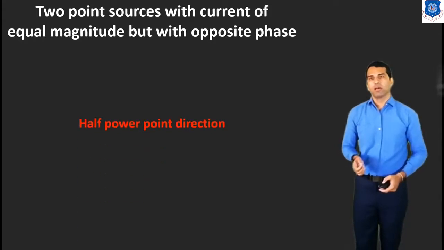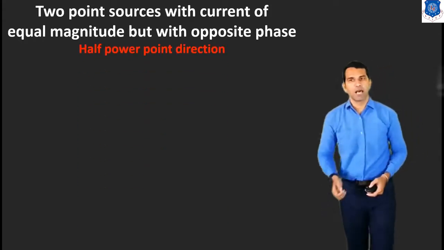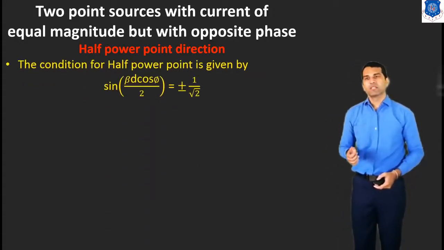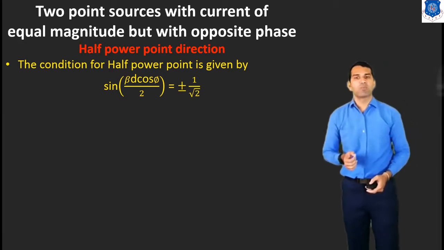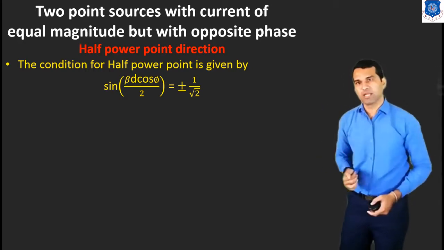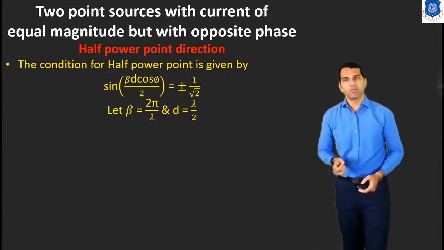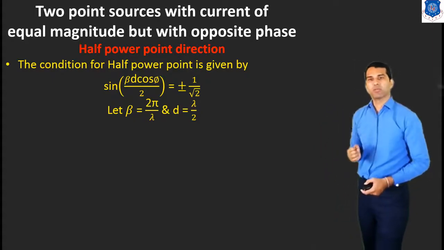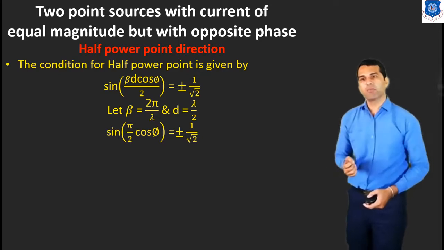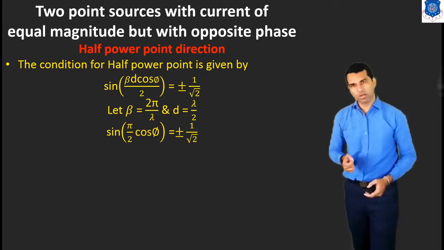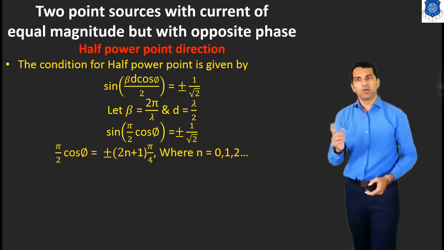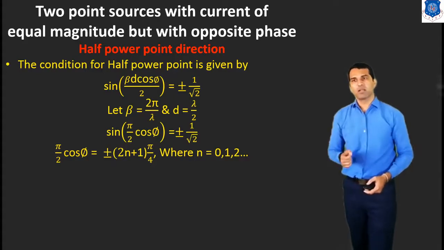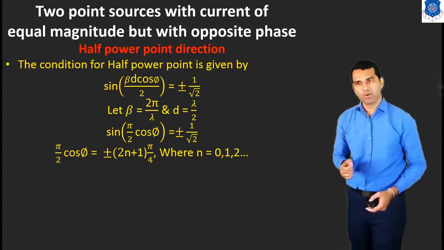Now the half power point, or we can say the half power beamwidth point. The condition for the half power point is given by sin((βd cos φ)/2) = ±1/√2, same as the previous lecture. Here we consider β = 2π/λ, and the distance between the two point sources is λ/2. So we put here sin((π/2) cos φ) = ±1/√2. So sin inverse of ±1/√2 is nothing but ±(2n+1)π/4.